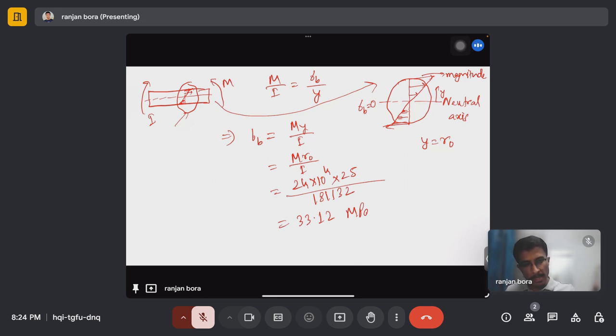How did we get this megapascal unit? The unit for M was Newton mm, and r naught is mm. I unit was mm to the power 4. So it will come as Newton per mm square. Newton per mm square is megapascal. I hope it is clear to you.